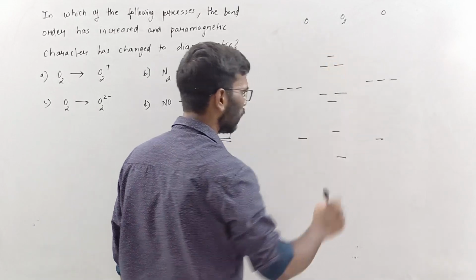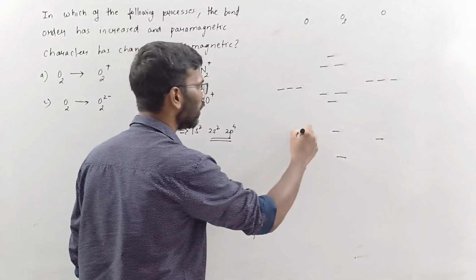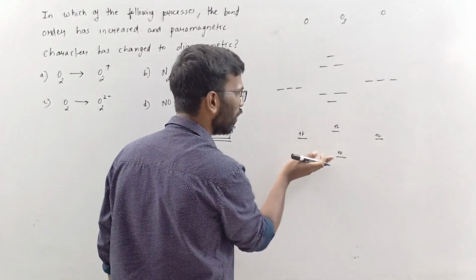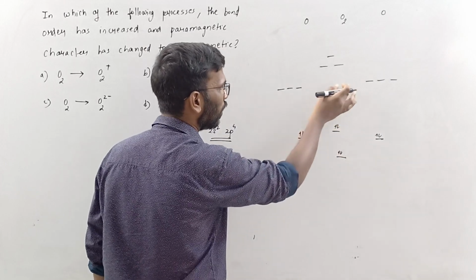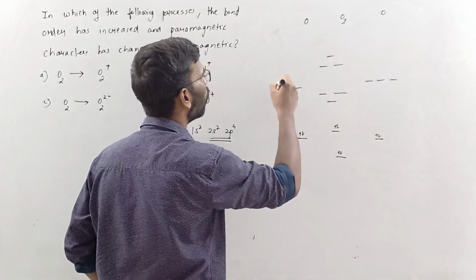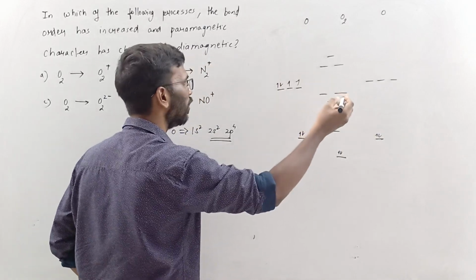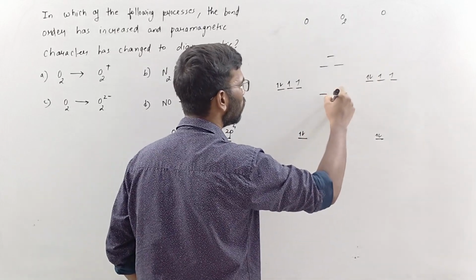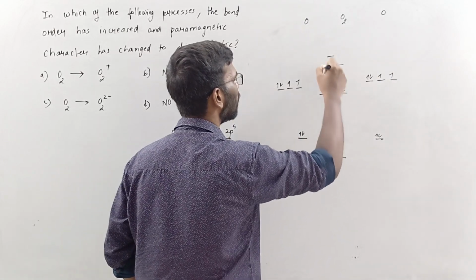So 1, 2, 2, 1. Here there are two electrons, here there are two electrons. So you should understand this is bonding, anti-bonding. This is bonding, this is anti-bonding. So here done, here there are 4 electrons, no? 1, 2, 3, 4, and here also there are 1, 2, 3, 4. Total 8 electrons. So 1, 2, 3, 4, 5, 6, 7, 8.